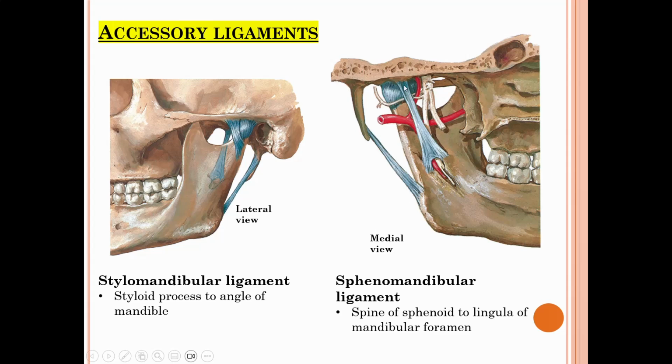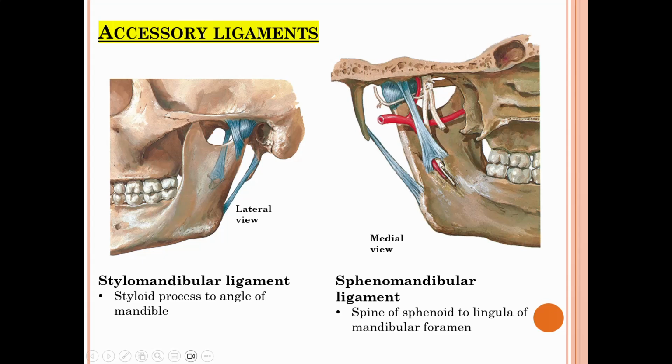Now here you see the sphenomandibular ligament. It comes from the spine of the sphenoid to the lingula of the mandibular foramen. This is the mandibular foramen, and there is the lingula to which this ligament is attached. That is the sphenomandibular ligament.